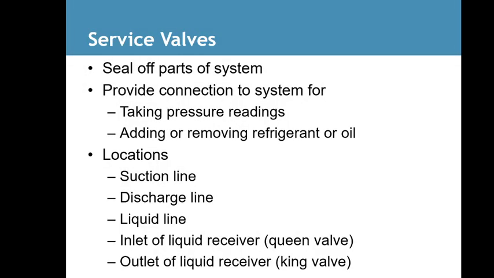Service valves seal off parts of the system and provide a connection for taking pressure readings, adding or removing refrigerant or oil. Locations are on the suction line, discharge line, liquid line, inlet of a liquid receiver, and outlet of a liquid receiver. Those are called king valves. It's normally what you see on most residential condensing units.